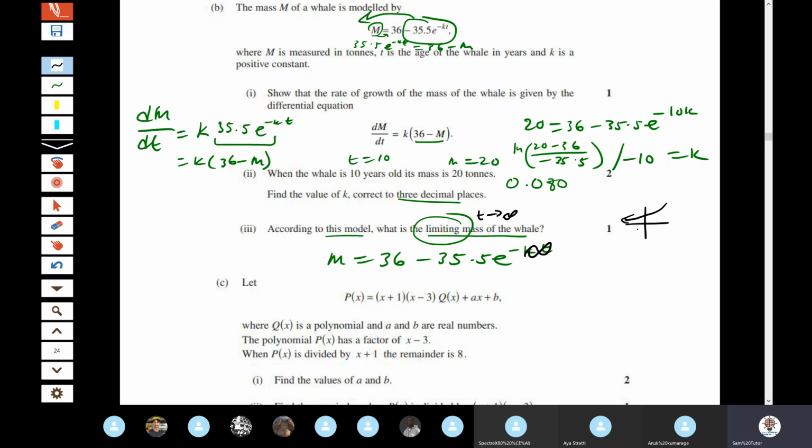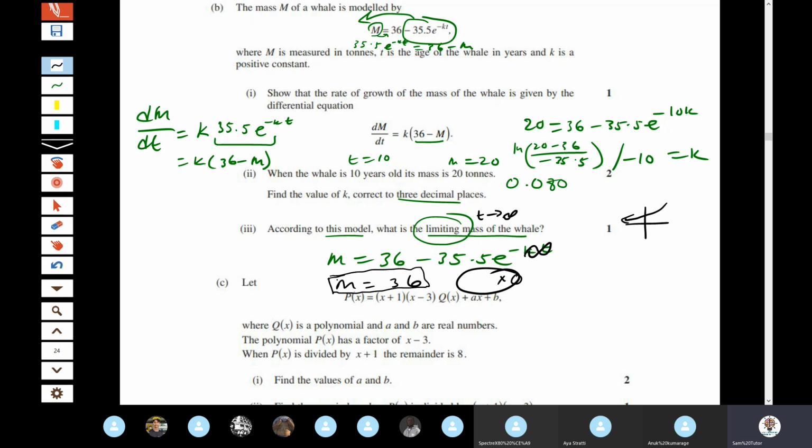What's happening as it's approaching negative infinity? What's happening to your exponential? It's approaching what? 0. So e to the negative infinity is 0. 0 times anything is 0. So 36 take away 0. So the mass is 36.